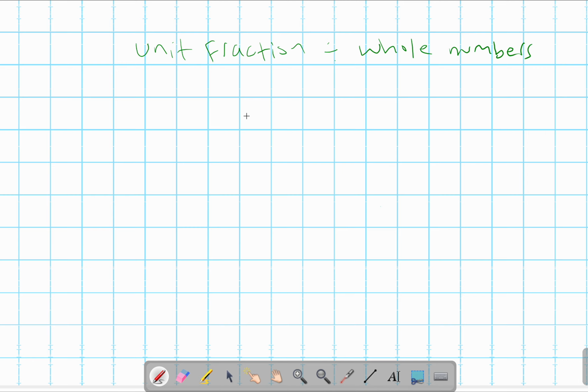So let's just do an example. Let's say we have 1/3 divided by a whole number such as 2. Okay. So what that means is that we're taking a number that is less than 1, like the fraction 1/3, and we're dividing it into two parts.